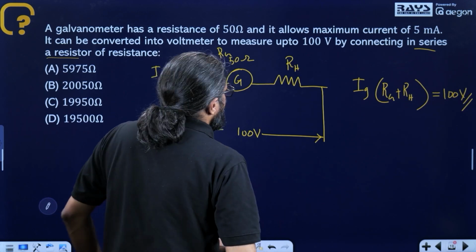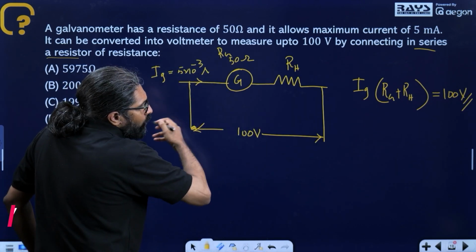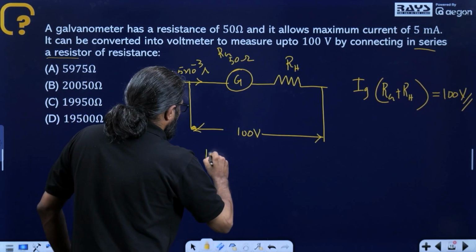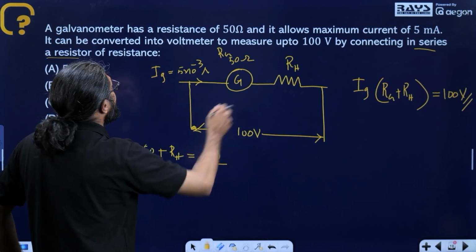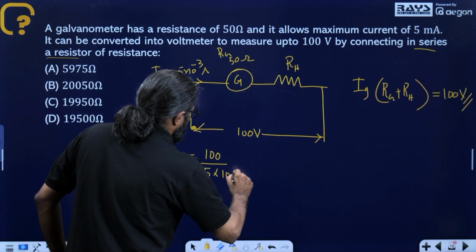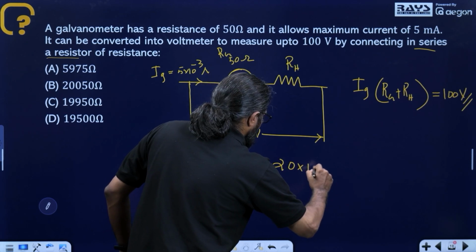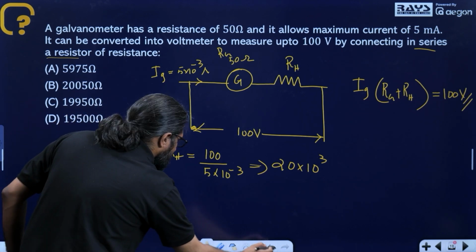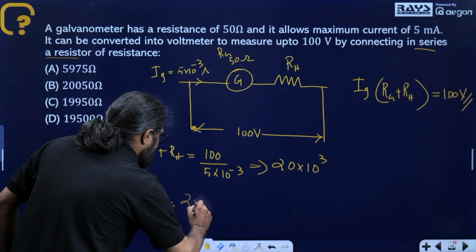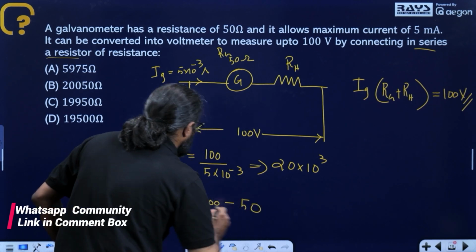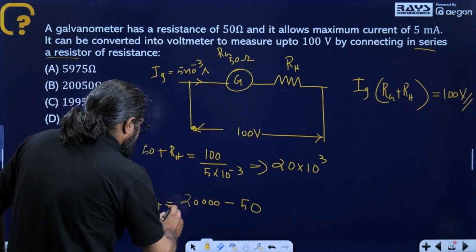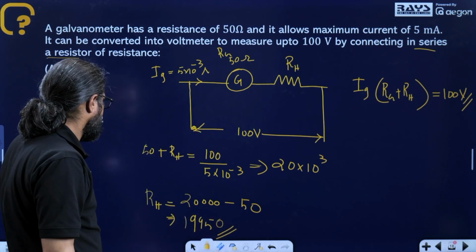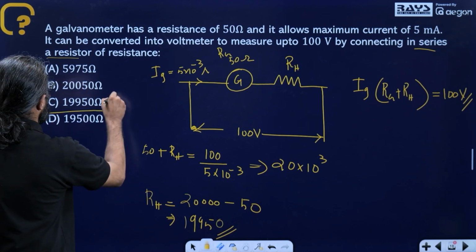So I need to find Rh here. I know Ig as well, and I know Rg also. So 50 plus Rh is equal to 100 divided by Ig. Ig is 5 into 10 raised to minus 3. That amounts to 20 into 10 raised to 3. That is 50 plus Rh. So Rh, which I need to find out, is 20,000 minus 50. The answer would then be 19950. 19950 will be the answer. Option C is the correct one.